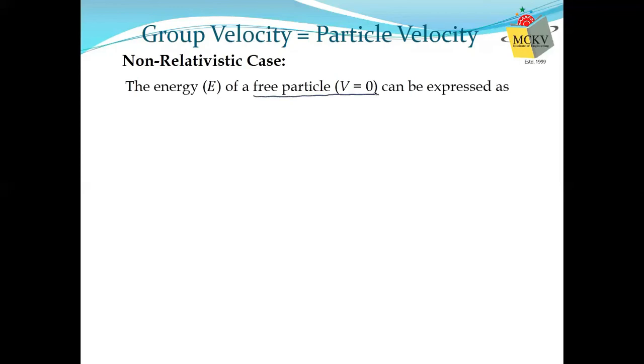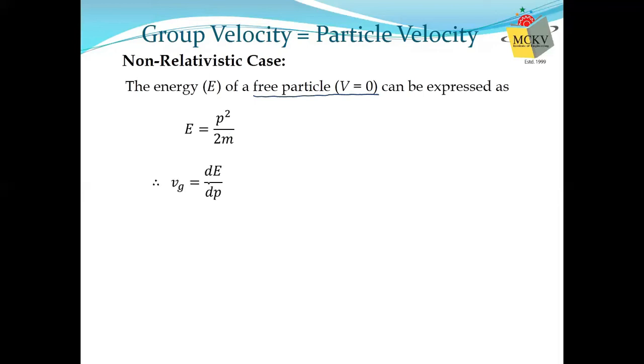We'll try the non-relativistic case first. That means normal Newtonian mechanics, and we assume a free particle, that is, whose potential energy is zero. That means the total energy of the particle can be represented by its kinetic energy, which is p square by 2m.